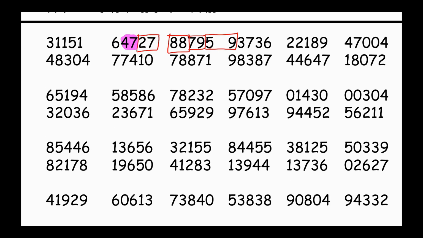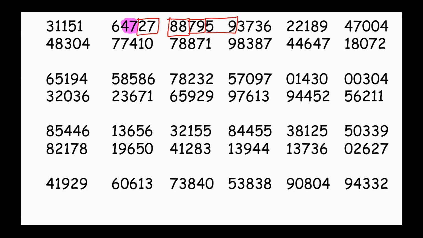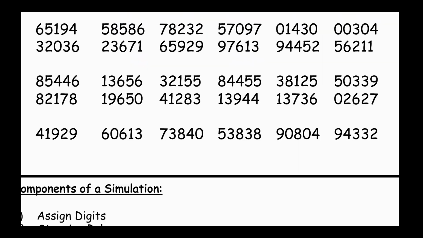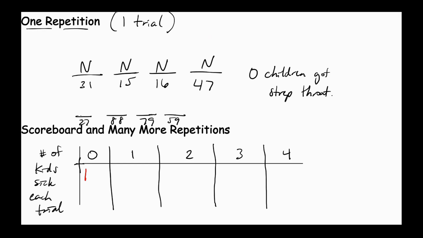So what do we get? 27, 88, 79. No, no. When you get going, you don't have to. You just have to keep track of where you're at so that you don't lose your place. But you don't have to do this every single time. So no kids got sick, so we put another tally mark in the 0 category.